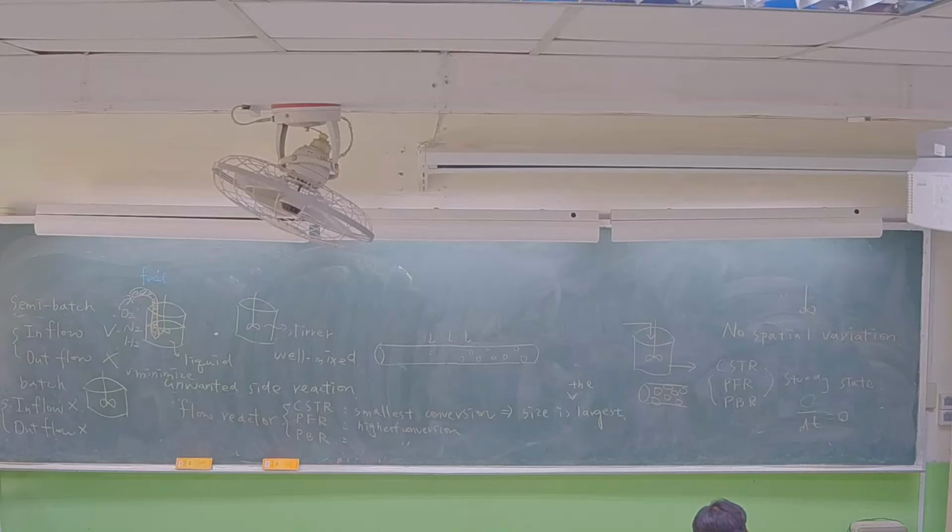So conversion is very important when you decide a reactor. There should be a target, right? Maybe I want over 80% conversion. Then how large a reactor should I design? So conversion is very important as a parameter to decide the reactor. And the second part is reactor sizing. Sizing 设计个反应器的大小.